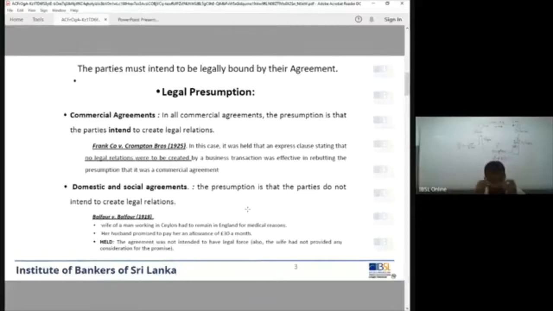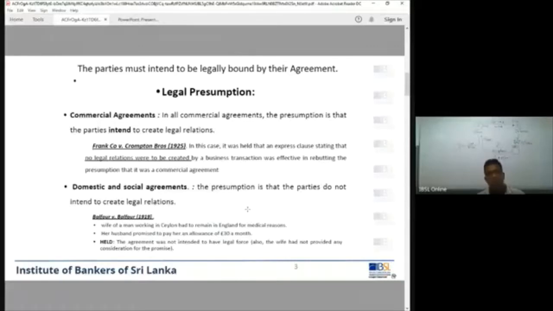What happened in this matter? The wife of a man working in Ceylon had to remain in England for medical reasons. As you know, before 1948, we were a colony of the British government. So this British citizen came to Ceylon, at that time Sri Lanka called Ceylon, to work, but his wife couldn't come because she had some medical issue. She was sick, so therefore she couldn't come. So only the husband came.